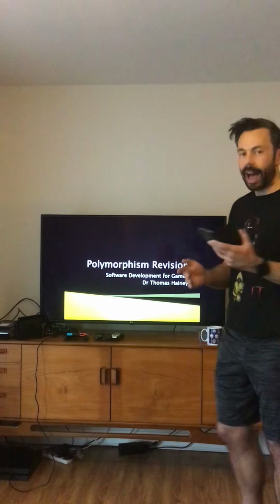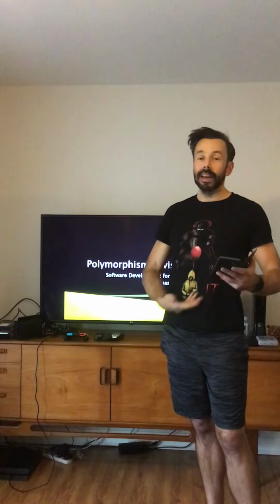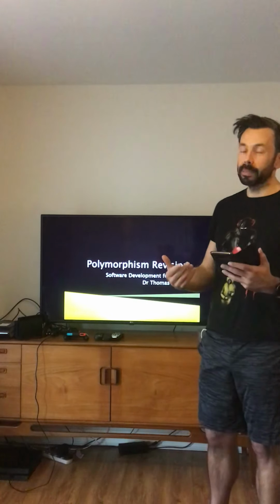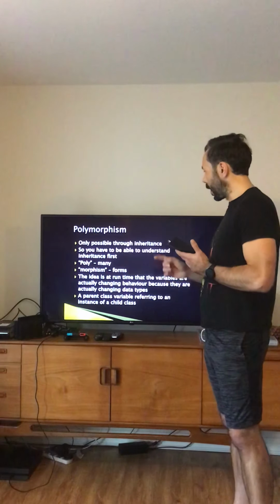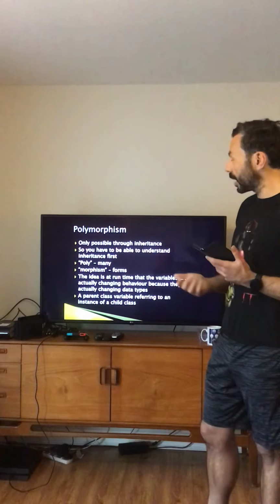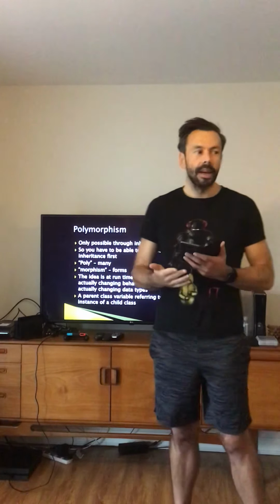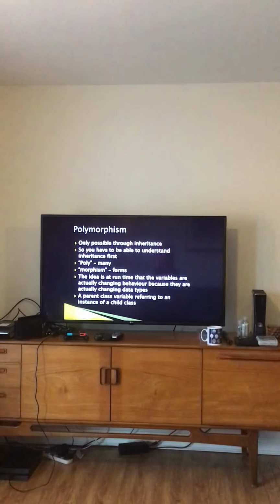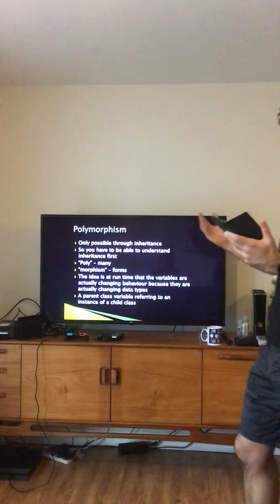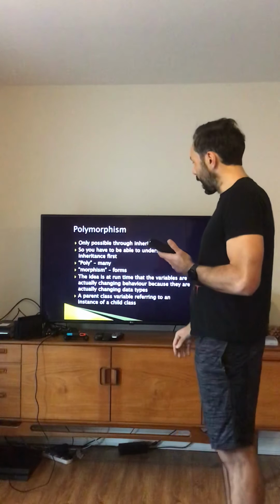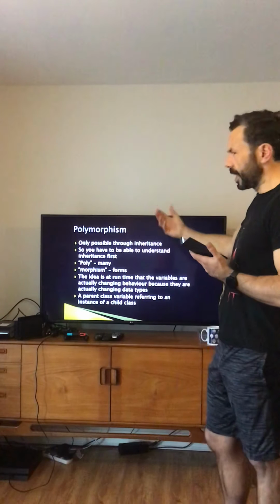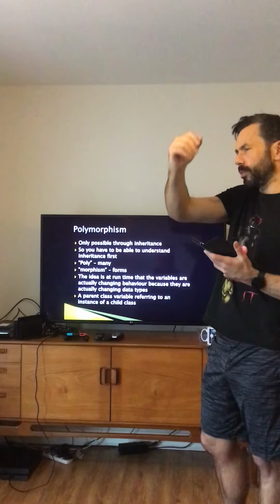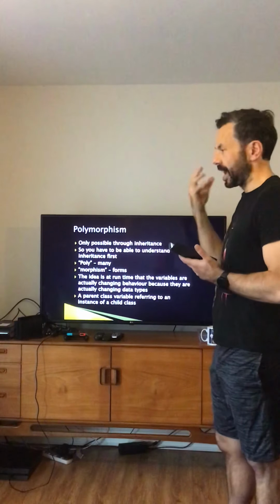So polymorphism, and I'm wearing my IT t-shirt with purpose, I might add. Polymorphism is only possible through inheritance, so you have to be able to understand inheritance first. Obviously polymorphism is a more difficult, complex concept in that regard. So you have to understand that first. That's why we did encapsulation, inheritance, and then this. And the first lab was methods, functions, and a timer.